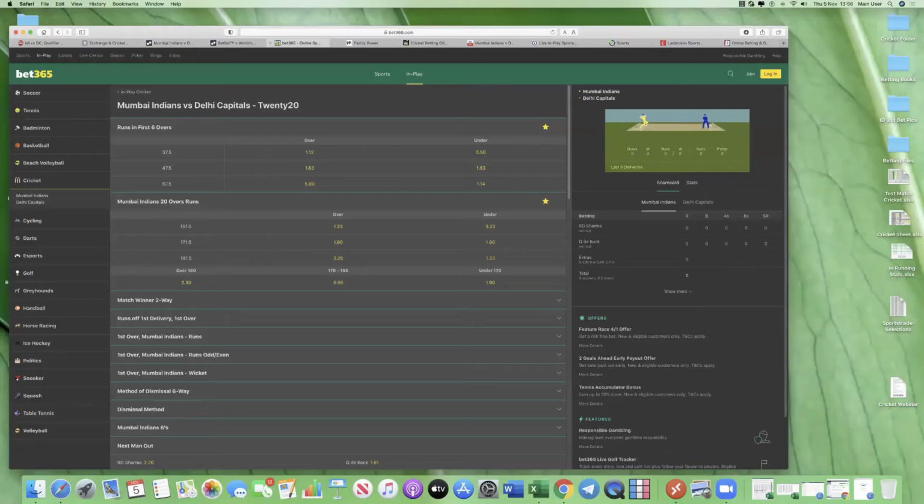At the start of the IPL, you could easily be looking at a 10-run gap. So one firm might be going over 160, another firm like 365 at 171 here. So you could back over with one firm, under with another firm. And if it lands in the middle, you have a nice free bet in the middle for a minimum risk. And you're normally getting like 10 to 1 it lands in the middle.